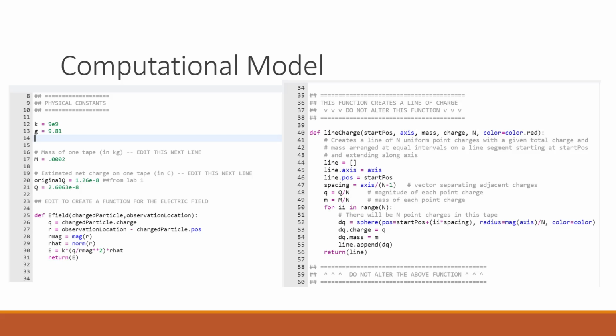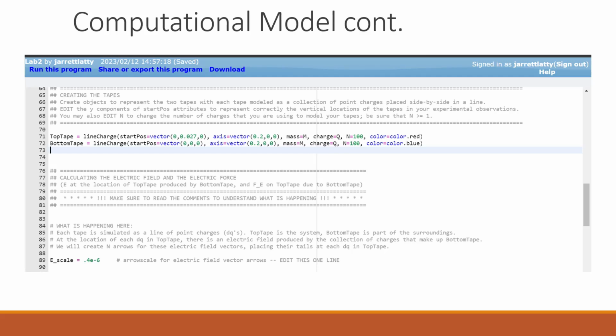It just creates a line of n uniformly charged points with a total charge, and it evenly distributes the charge amongst those. With our computational model code, right here we're initializing both of our charge tapes using the line charge function that we were given previously. This is also where we can put in our measured separation where the charge tape began to float, right here in the y part of the position vector for our top tape.